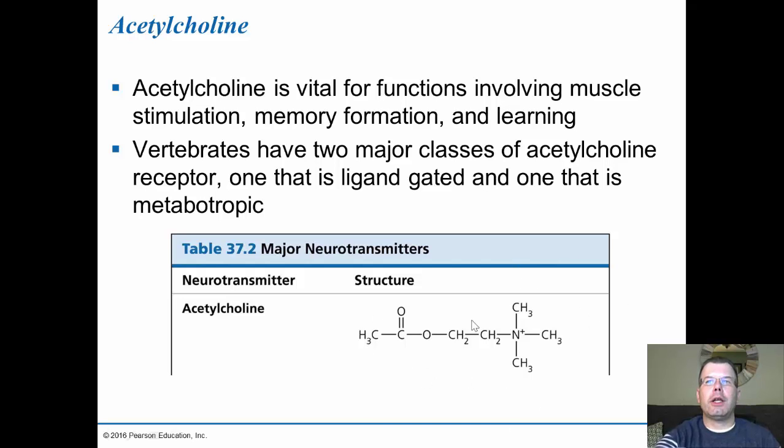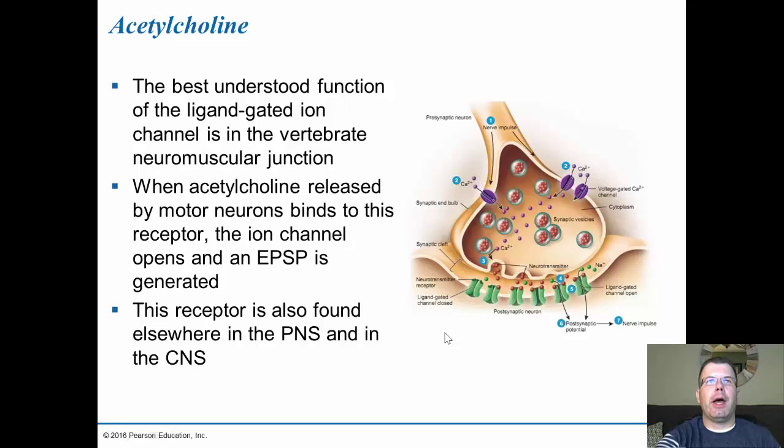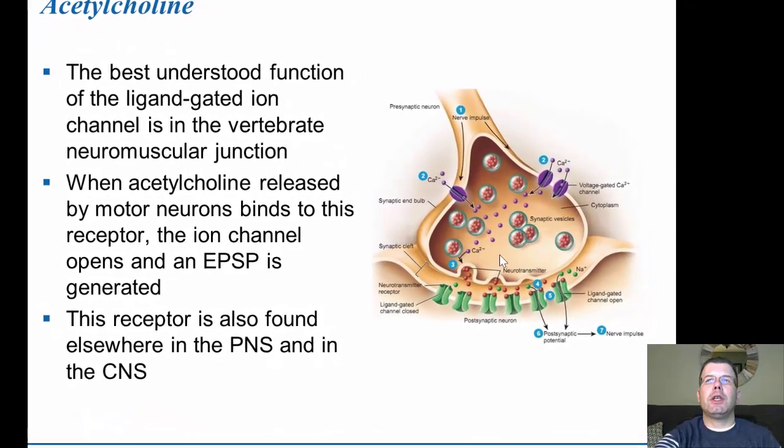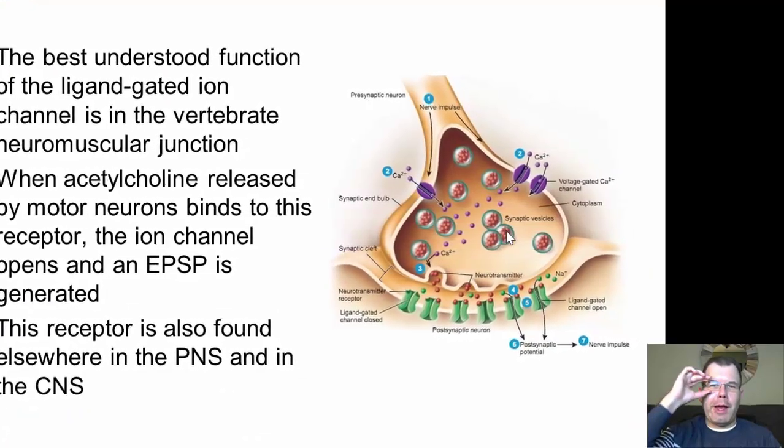Here's acetylcholine, and again, I showed you what it looked like in the structures, and this is one of the major neurotransmitters that we have. Now, the best understood function is the ligand channel at the vertebrate neuromuscular junction, and we're going to talk more about this in chapter 39, so I won't go into too much detail here, but essentially this is what we normally use as a synapse.